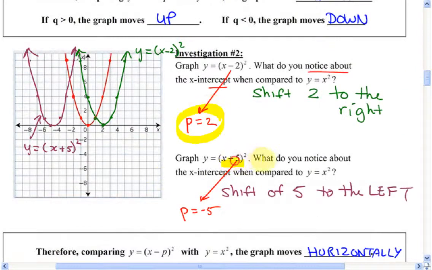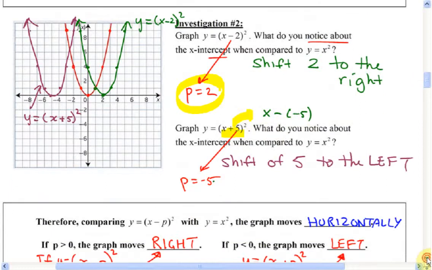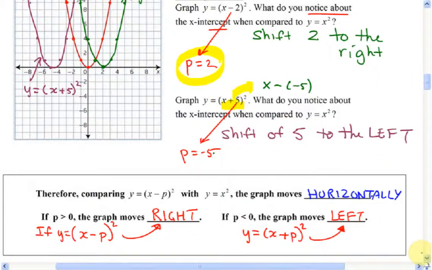And if it's x plus 5 here, then of course this is the same thing as x minus negative 5, so therefore the p-value is negative 5. If you like looking at the p-value, then once again, if it's positive, it goes to the right. If it's negative, it goes to the left. Let me warn you right now, this is the confusing part. So either you remember this part here where it's bigger than 0 or less than 0 for p, and notice that if p is positive, it's right. If p is negative, it's left.